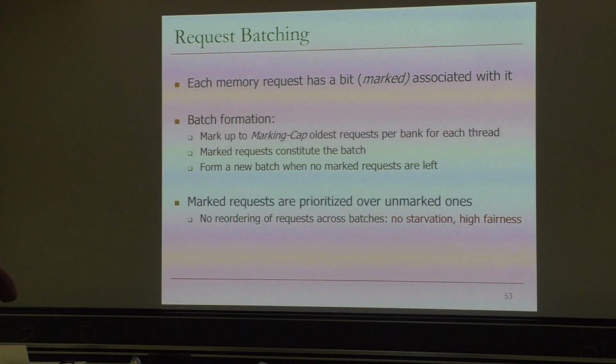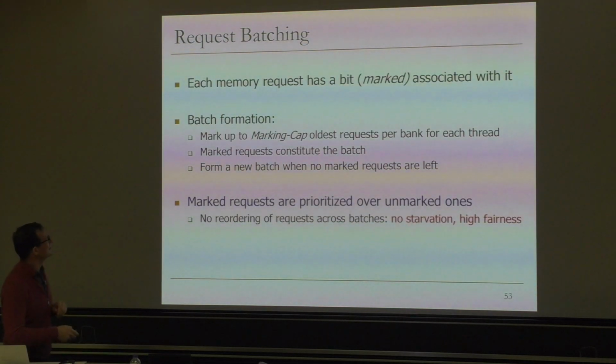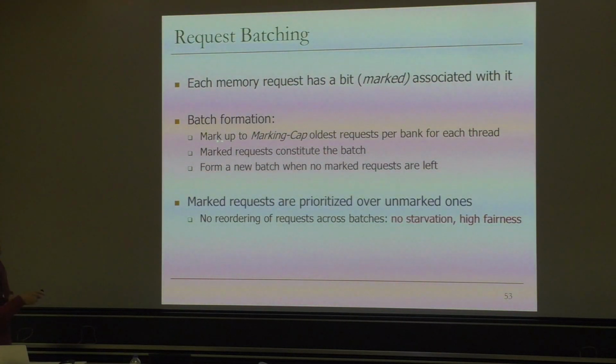Let's take a look at batching. Batching is actually very, very simple. Each memory request has a bit that's called marked bit, or prioritized batch bit associated with it. When you form a batch, you mark up to some number of oldest requests per bank for each thread. So let's say it's marking cap. This is actually a very important parameter that the paper analyzes. These marked requests constitute the batch, and you form a new batch when there are no marked requests left.